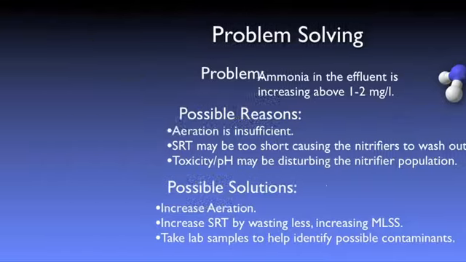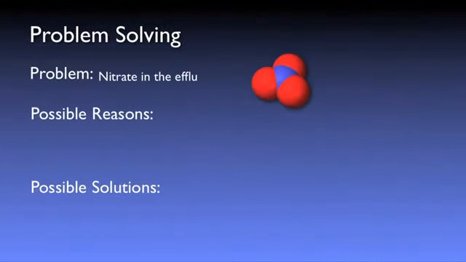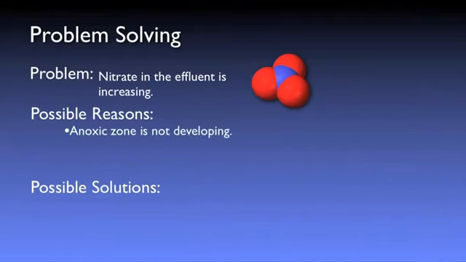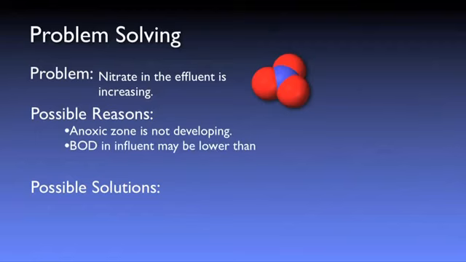For the next problem, instead of ammonia, you notice that your effluent nitrate concentration is on the rise. What could cause this to happen? Well, we know that denitrification requires anoxic conditions be formed in the basin. Perhaps these conditions are not being allowed to develop due to over-aeration. A more unlikely yet possible cause could be lower than usual BOD in the influent.